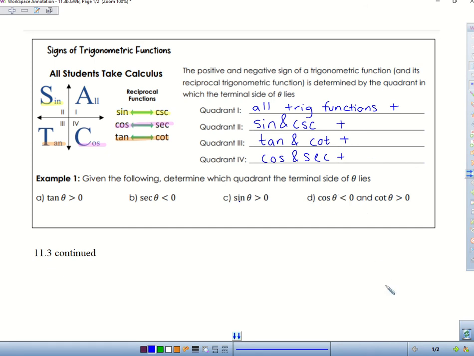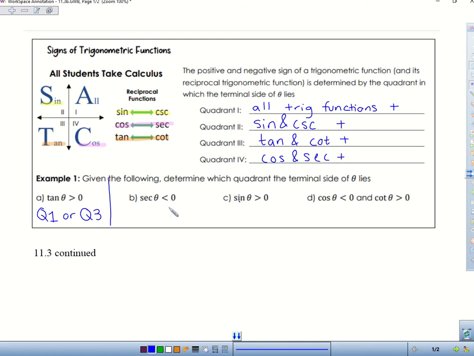So given the following, determine which quadrant the terminal side of theta lies. Tan is greater than 0. Greater than 0 means positive or negative? If you're greater than 0, you're positive, right? You guys know that? Okay, it's easy stuff. So if tan is positive, what quadrant must it fall in? Quadrant 1 or quadrant 3. So all we know right here is that we can narrow it down to quadrant 1 or quadrant 3.